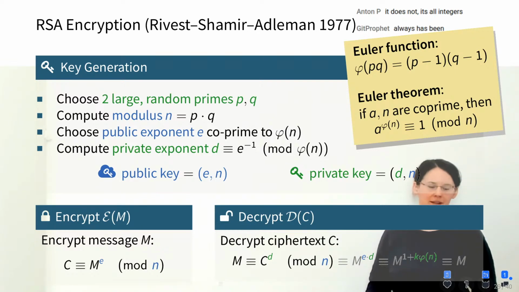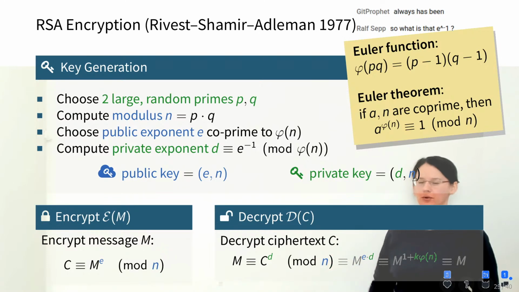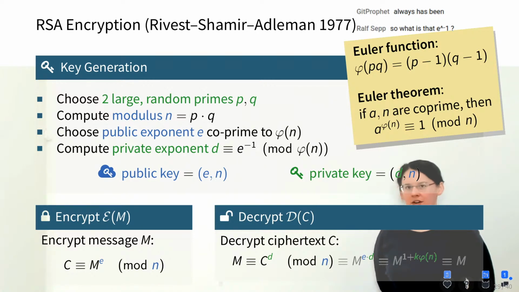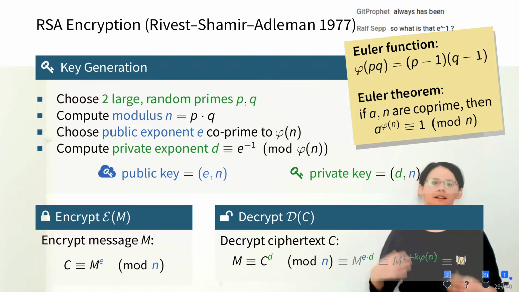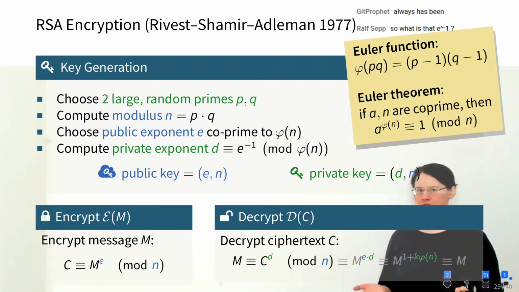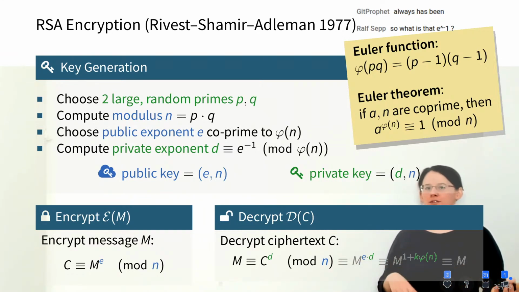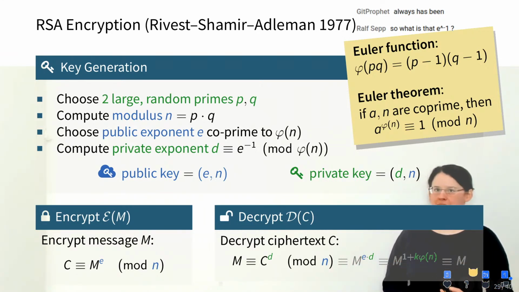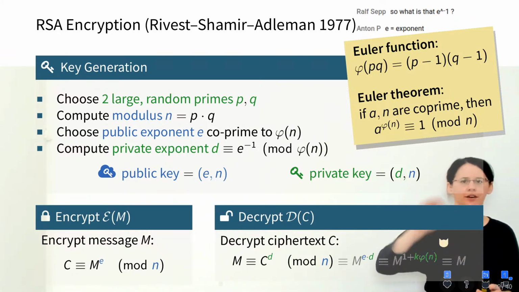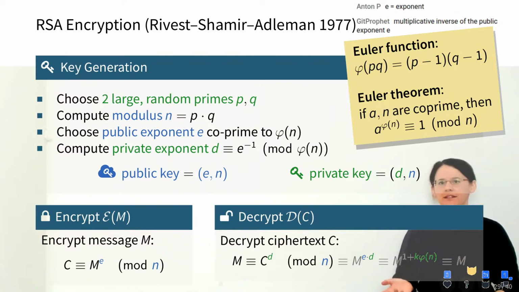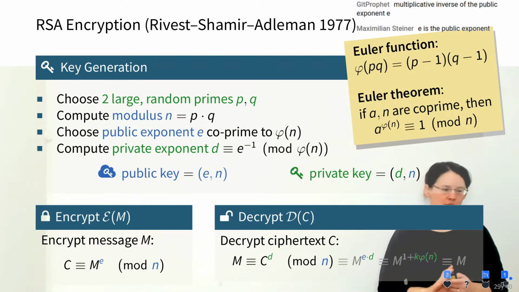So too often we read stuff in the news. For example, a year or two ago, there was some news that the prime generation on some smart cards was buggy, and that they didn't check for some of the properties that they should check, and for that reason the result was a bit biased and could be attacked. So this is a very delicate process, and one of the reasons why RSA isn't used that much anymore.